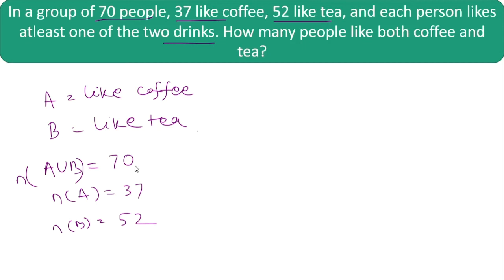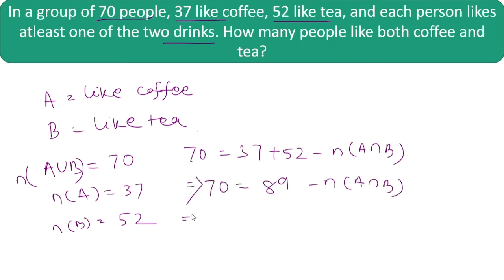So this will be 70 equal to 37 plus 52 minus number of elements in A intersection B. Then this will imply n of A intersection B equal to 89 minus 70, that is equal to 19. Okay, so we can say that there are 19 people in that group who like coffee as well as tea.